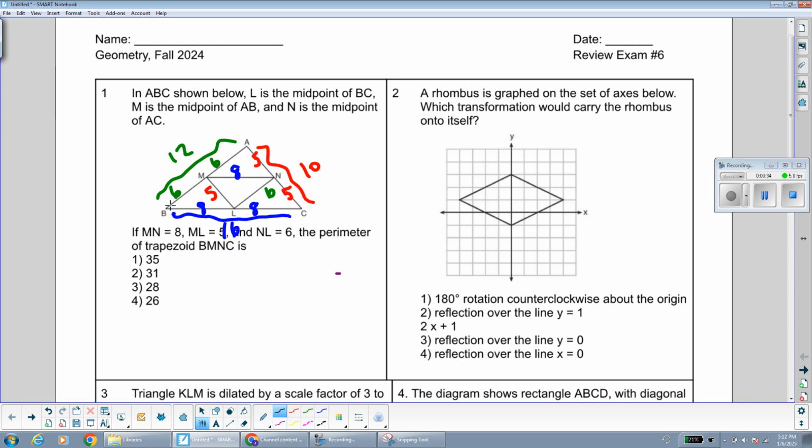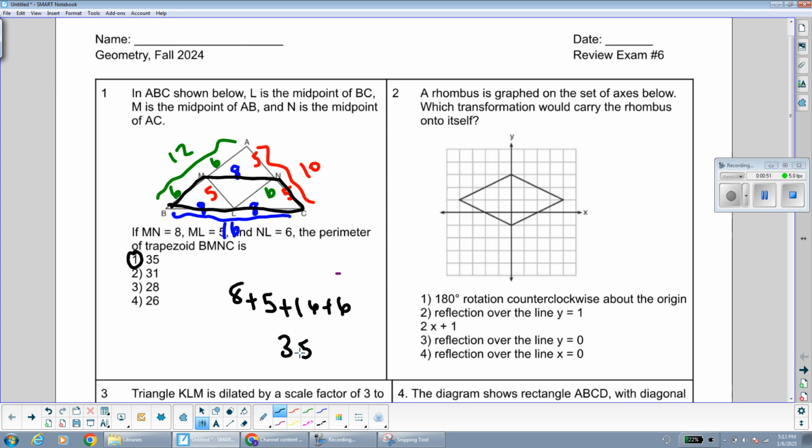We're asked to find the trapezoid, BM and C. So that would be 8 plus 5 plus 16 plus 6. And that is 35 when you add all of those together.